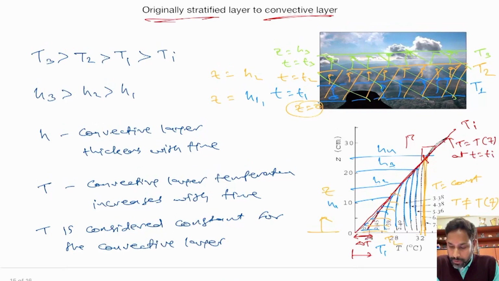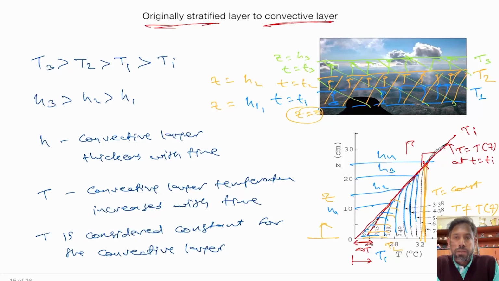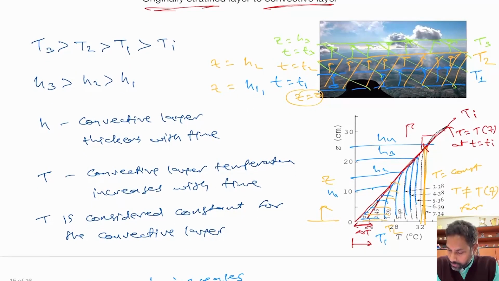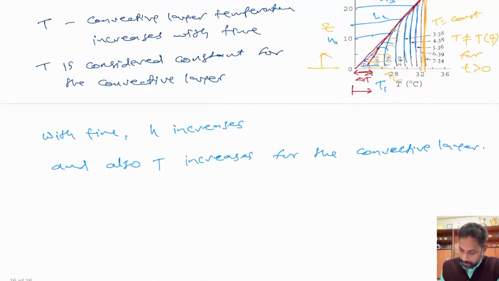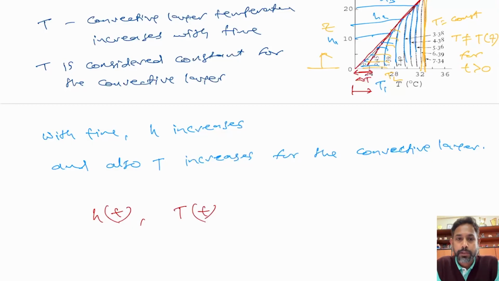All right, so this is what happens for convection, and we are going to analyze this in more detail. We want to find out what is the rate of change of thickness with respect to time, and what is the temperature of that convective layer with respect to time for this penetrative convection.